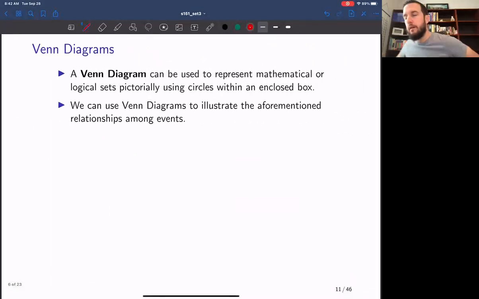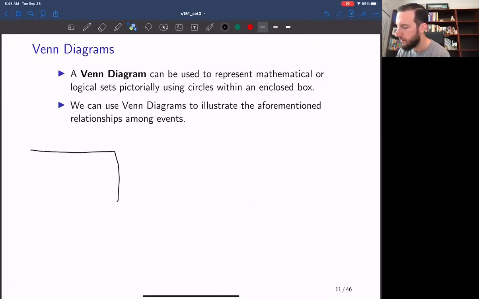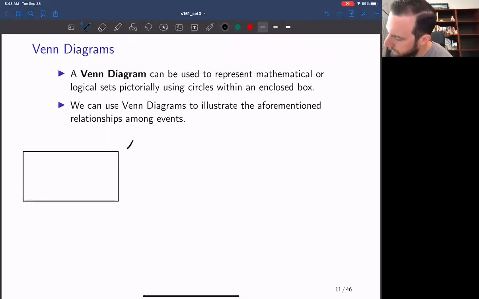Okay, so we've explained those definitions verbally. I'm now going to explain those definitions via Venn diagrams. A Venn diagram is a pretty simple illustration that can be used to represent different events within a sample space. So we consider the box to be the sample space for a particular event. The box here is going to be capital S.